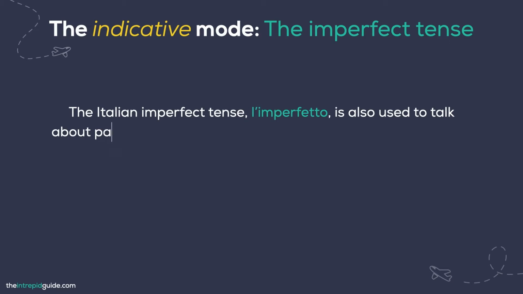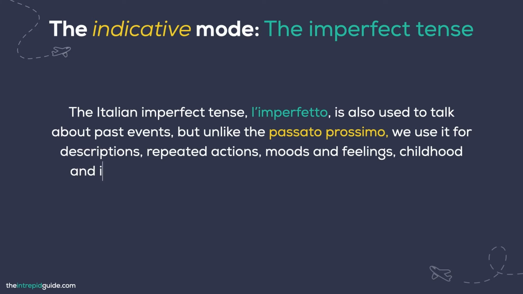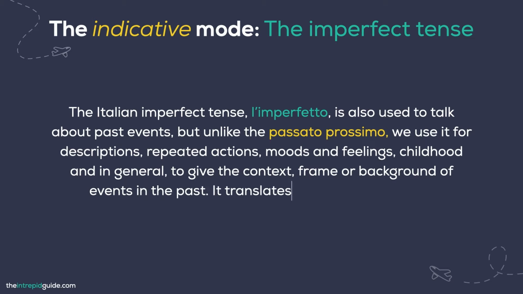The next tense we're going to learn is the imperfect tense. Now, the Italian imperfect tense, or l'imperfetto, is also used to talk about past events. But, unlike the passato prossimo, we use it for descriptions, repeated actions, moods, and feelings, your childhood, and in general to give the context or frame or background of events in the past. It translates to the English used to.